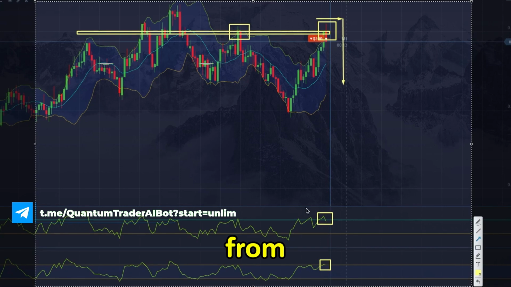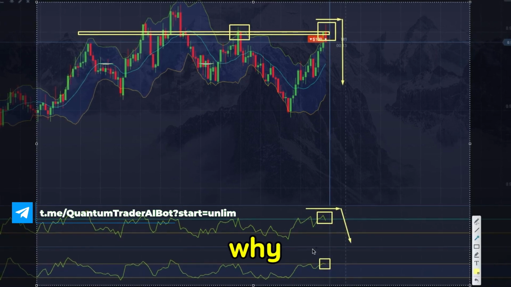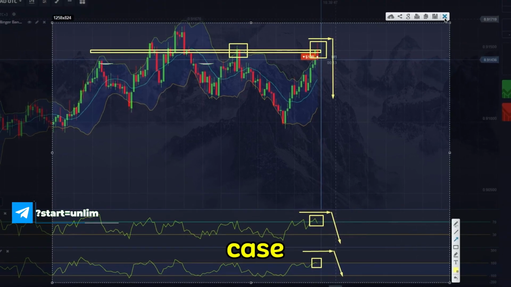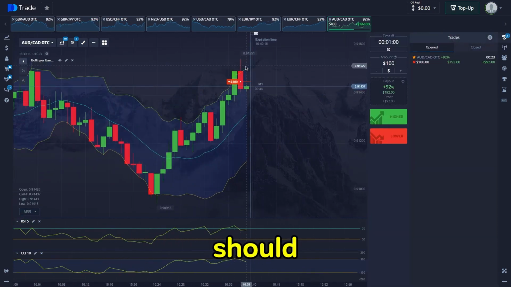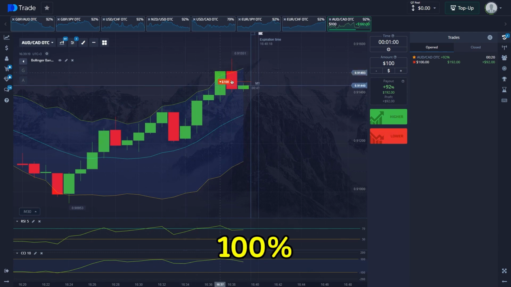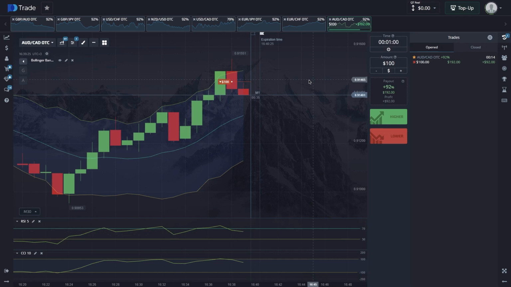We think this for a reason. We see an exit from the overbought area, and that's why we are opening a trade down here in this case. Even though we did not open it at a very favorable level for us, a pullback should occur. So here, 100% of the deal closes in a plus. Let's look for the result.